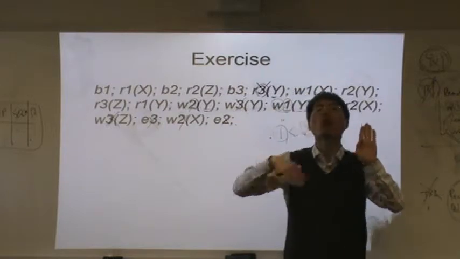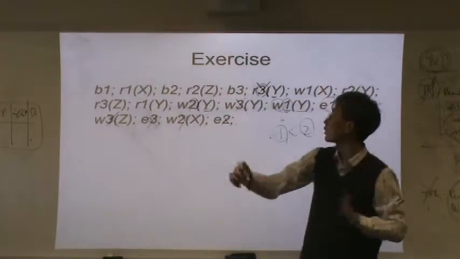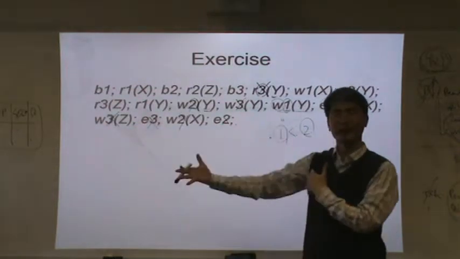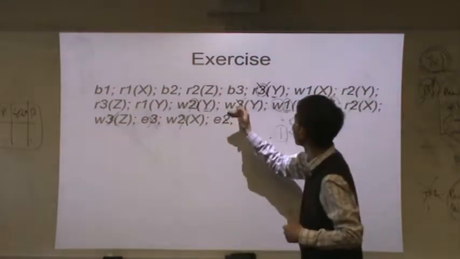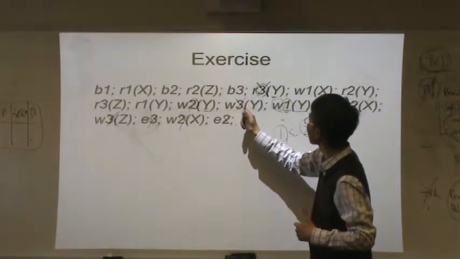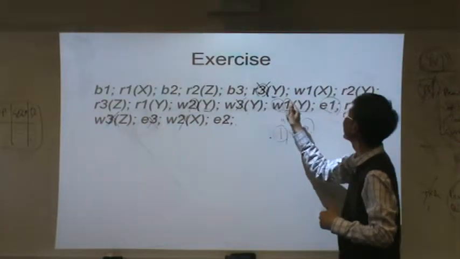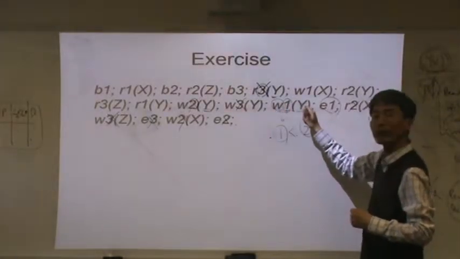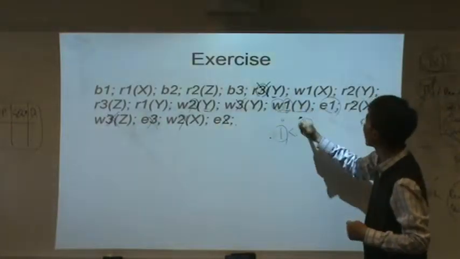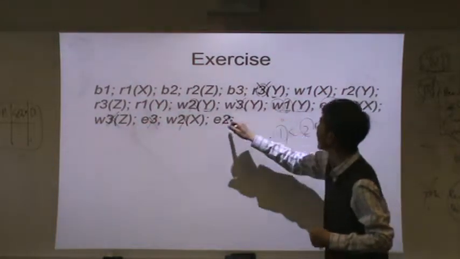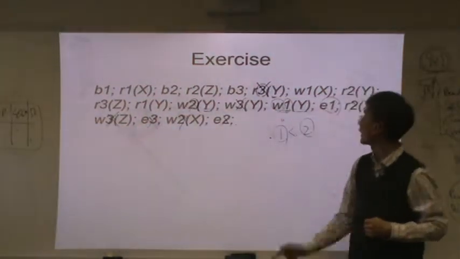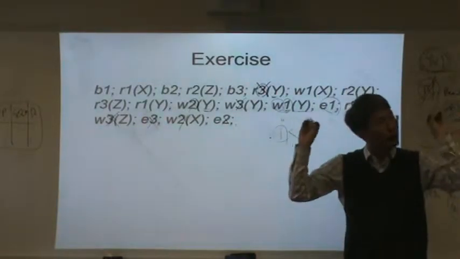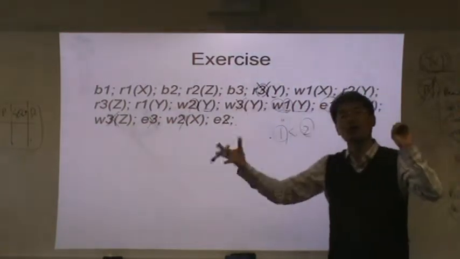Which one is the victim? The younger one will be the victim. The younger one is T3, so T3 will be terminated, aborted. Okay? Then moving to the next operation, this is aborted, and T1 requests the write lock on data item Y. That is held by transaction 2. Both of them are write locks, so it's a conflict situation. So we need to decide one of them as a victim. How to decide a victim?